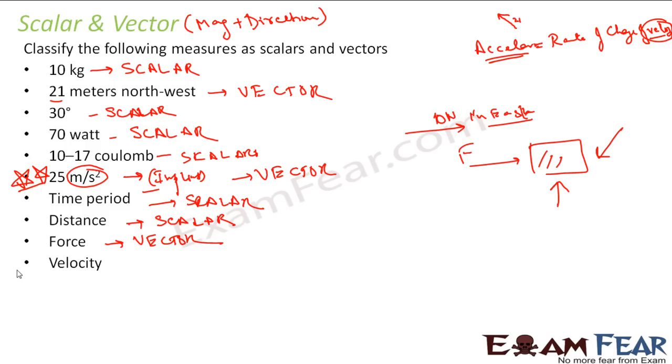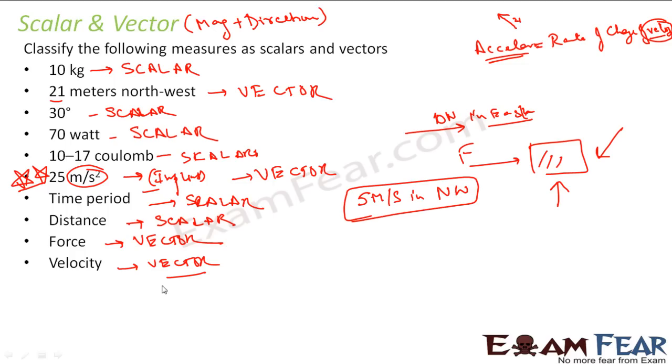Velocity. Velocity, as I told, has direction and magnitude. When I say velocity, I'm talking about, let's suppose, I'm going with 5 meter per second in the northwest direction. This is the velocity. So when I'm talking about velocity, I'm talking about magnitude and direction.